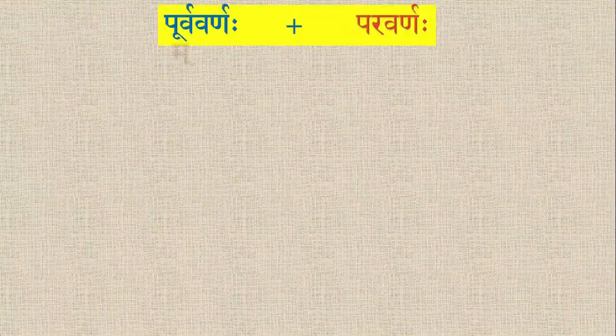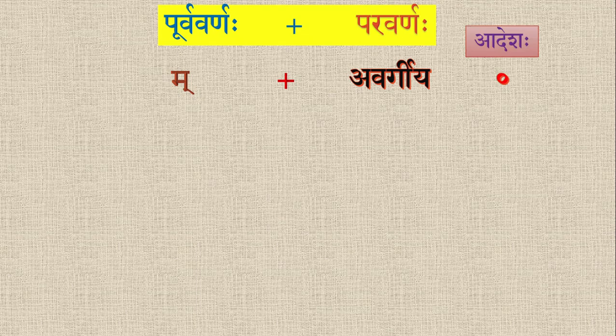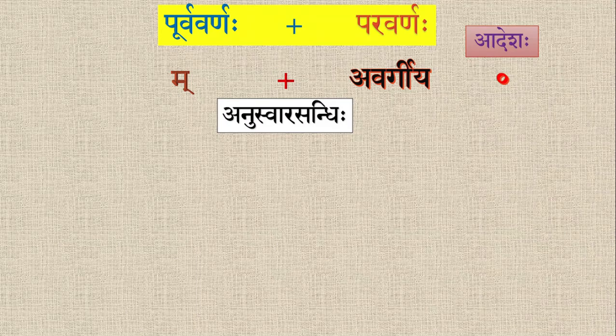In the following Sandhi, we shall understand what happens when the Purva Varnaha is a Ardhamakaraha and the Paravarnaha an Avargiya Vyanjanam. In such cases, Anuswaraha enters. Therefore, this Sandhi is called Anuswara Sandhihi. Makaraha disappears and Anuswaraha enters. It is as simple as that.